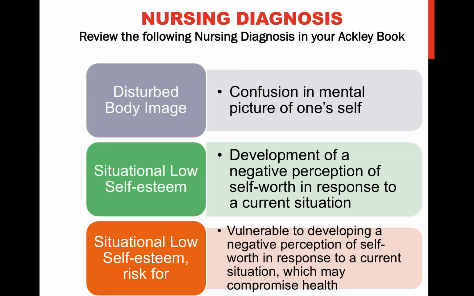There are three nursing diagnoses that I need you to look up in your Ackley book and just become familiar with. Disturbed body image, it's obvious, is confusion in the mental picture of oneself. You have situational low self-esteem, a negative perception of yourself in response to the current situation. Let's say hospitalization can give you low self-esteem while you're in there not being able to take care of your family. And risk for situational low self-esteem, being vulnerable to developing a negative perception of self-worth in response to the current situation, and that may compromise self.